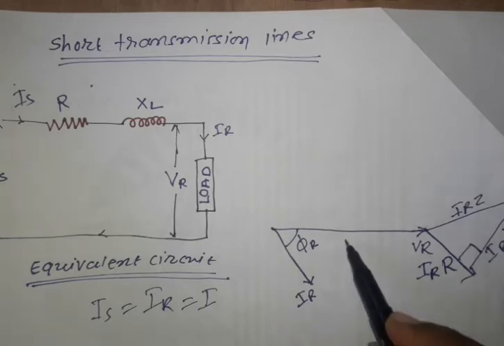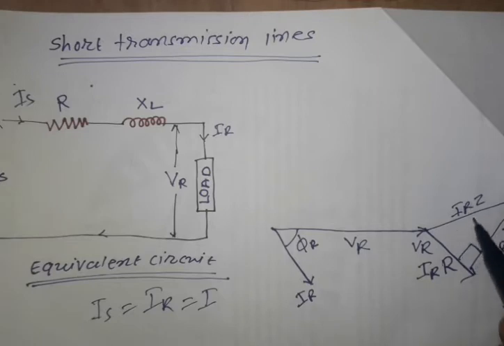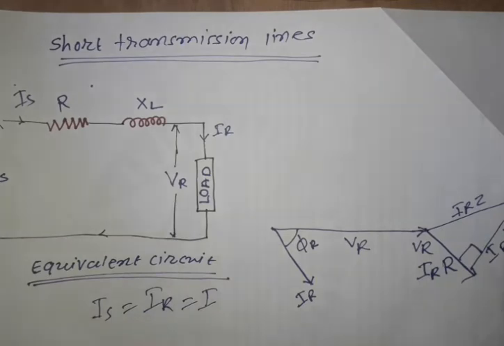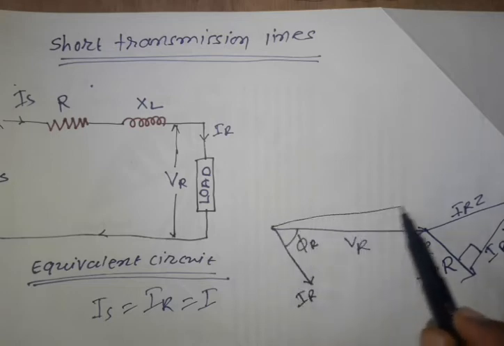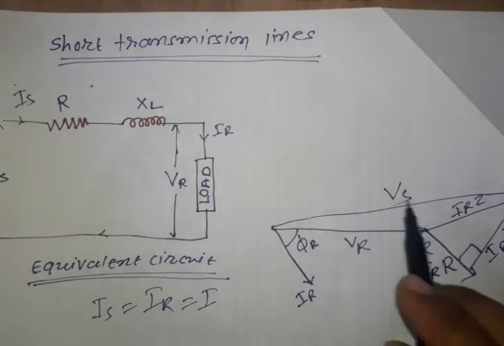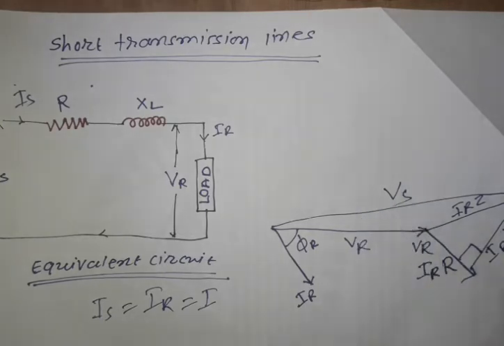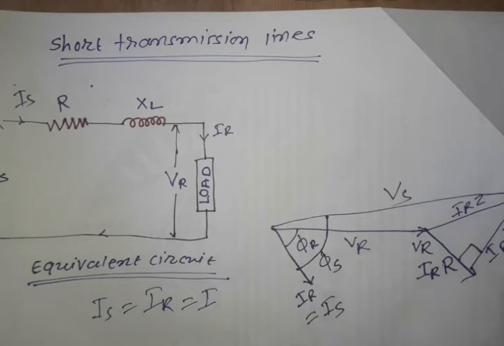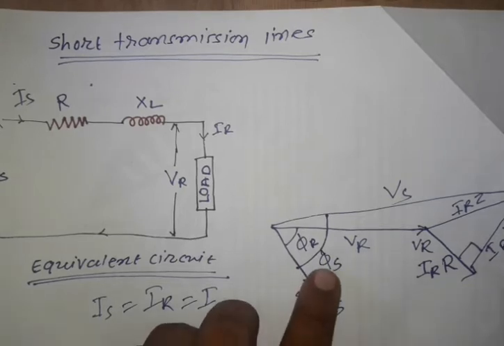Now here is VR and here is the total impedance drop. So VR plus the impedance drop gives us the value of Vs. The resultant of this impedance drop and VR gives the value of Vs, which is our sending end voltage. We also find the sending end current, which is equal to the receiving end current. Now the angle between Vs and IR or IS is called the power factor angle for the sending end. So we find the sending end power factor from the phasor diagram.